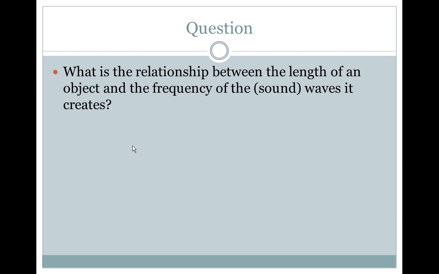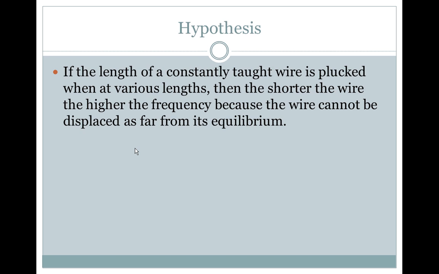My question was, what is the relationship between the length of an object and the frequency of the sound waves it creates? My hypothesis was that if the length of a constantly taut wire is plucked at various lengths, then the shorter the wire, the higher the frequency, because the wire cannot be displaced as far from its equilibrium.